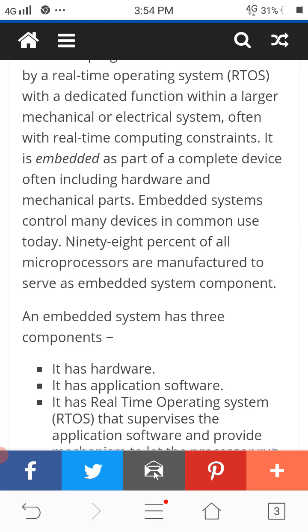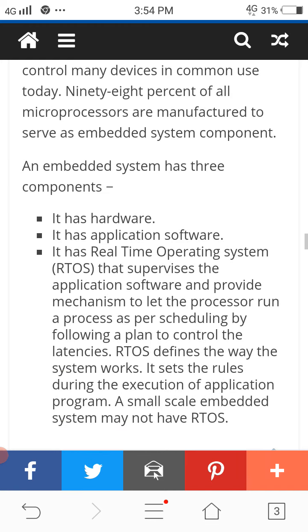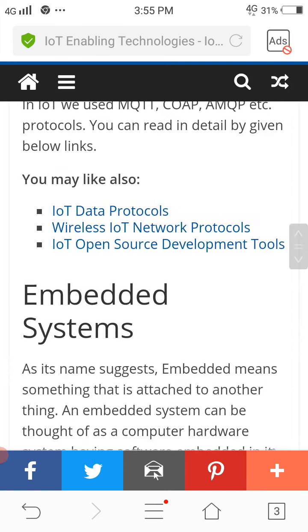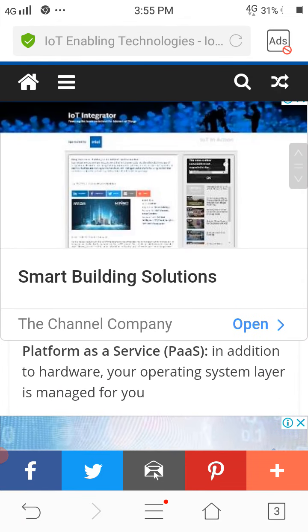An embedded system has three components. It has hardware, it has application software, and it has a real-time operating system that supervises the application software and provides a mechanism to let the processor run processes as per scheduling, following a plan to control the latencies. So these are the Internet of Things technologies.